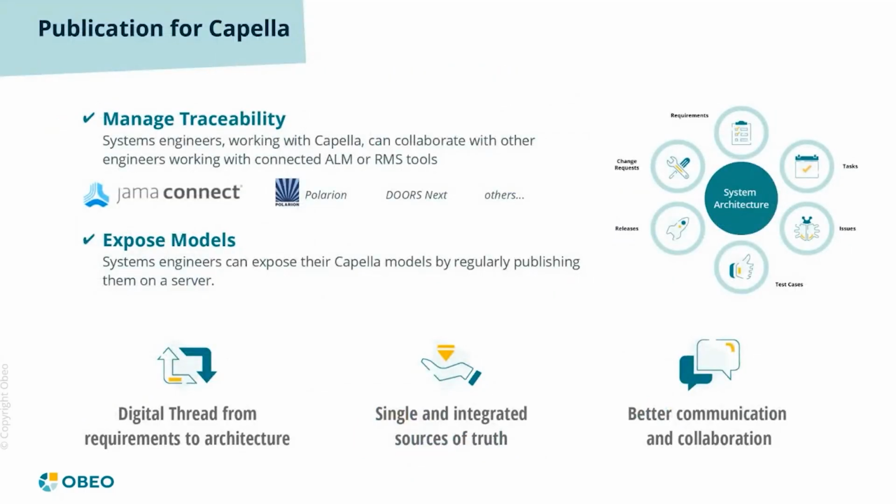So there are two main use cases for publication. First, managing the traceability. We support Jama Connect, as I mentioned, because that's the novelty, and that's why we are doing this webinar today, of course. But we also support other third-party repositories, such as Polarion, DOORS Next, Jira, and others.